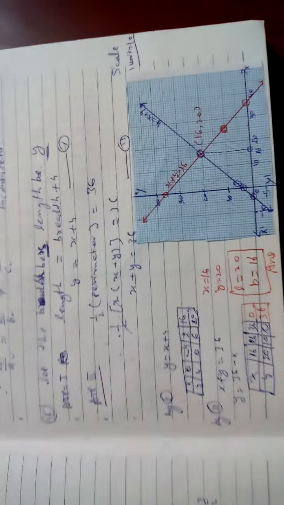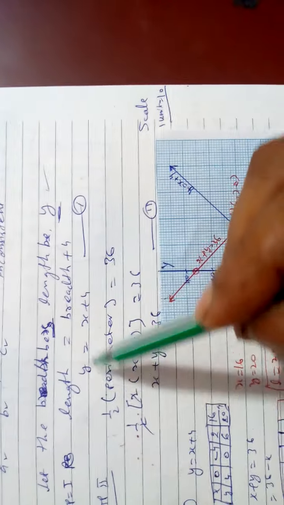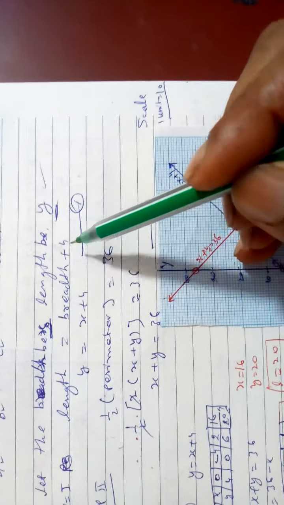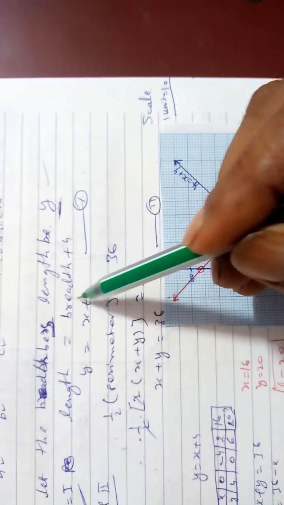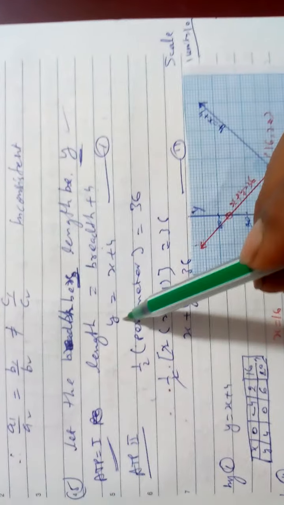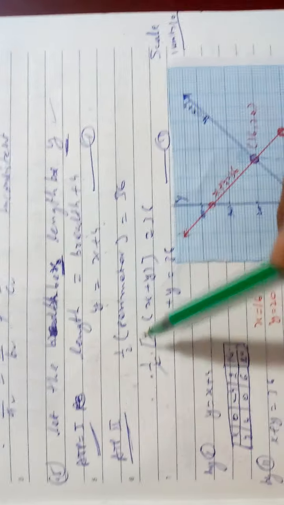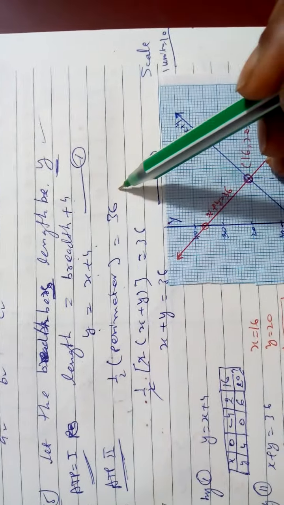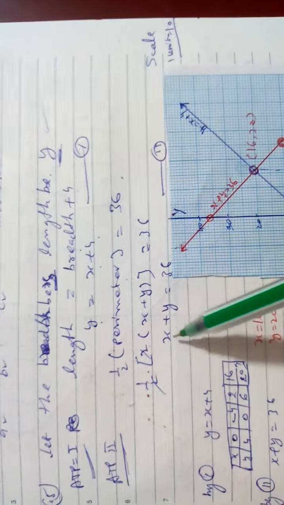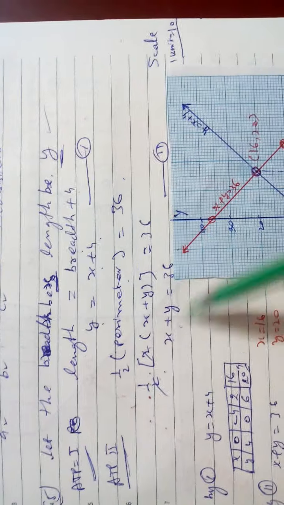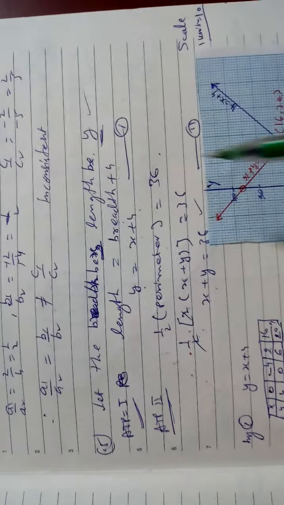So first of all, you will let the breadth be x, then length will be y. So length is equal to breadth plus 4. According to the first given, length is 4 more than the breadth, so I have written y is equal to x plus 4. As per the second, it is saying half of the perimeter is equal to 36. So half into 2 times (l plus b), x plus y, the 2 cancels. So x plus y is equal to 36, it is the equation number 2.